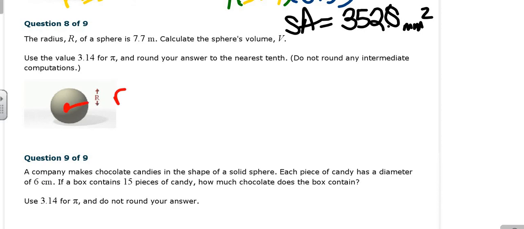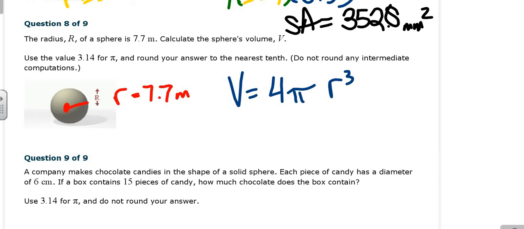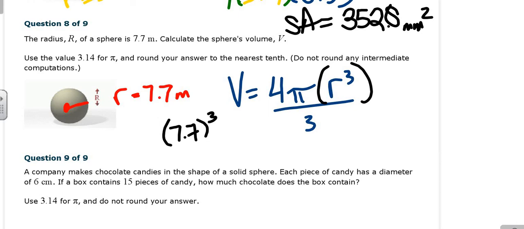Our radius, 7.7. We're going to calculate the sphere's volume. Do not round any intermediate answers. Make sure you use exactly 3.14 for pi. Don't forget to divide by 3 at the very end.